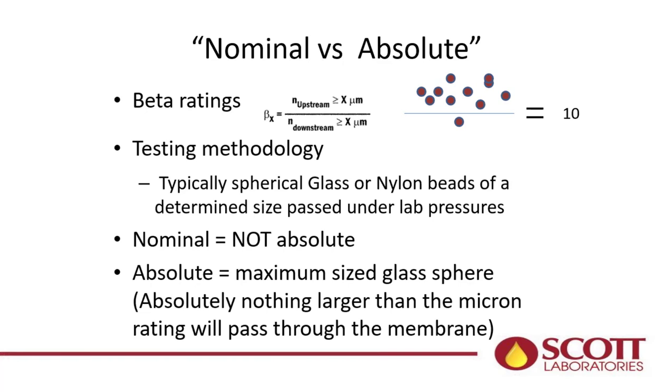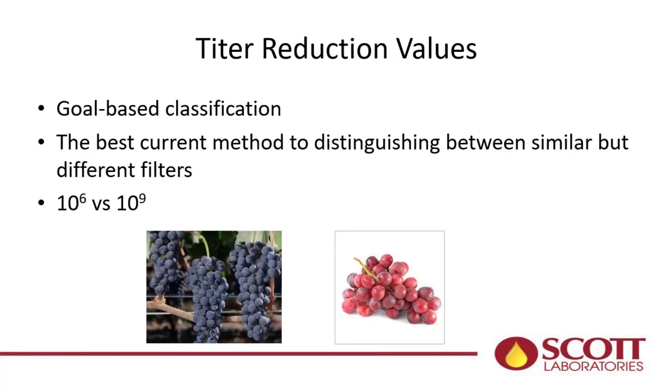So examples of nominal would be crossflow or plate and frame or lenticular. Absolute is going to be that membrane filter, that last filter that you use to filter on the bottling line. So nominal versus absolute is important. The other important thing when you're talking about cartridge filters and specifically membrane filters is titer reduction values.